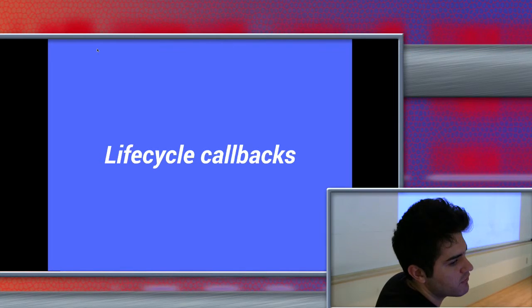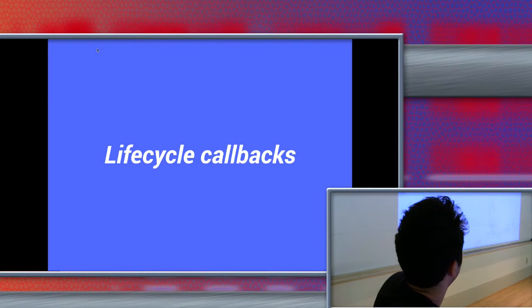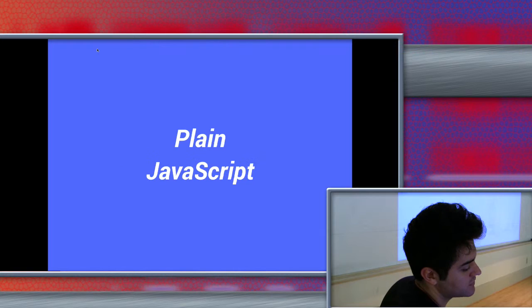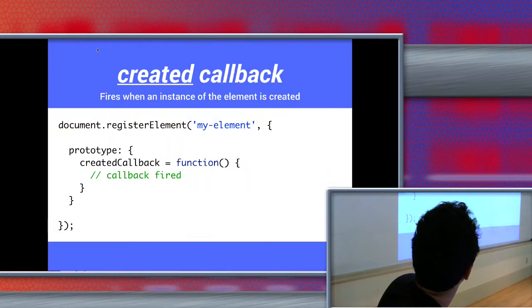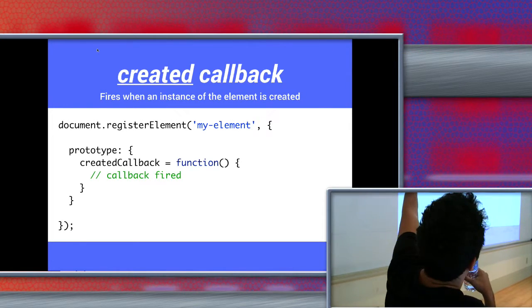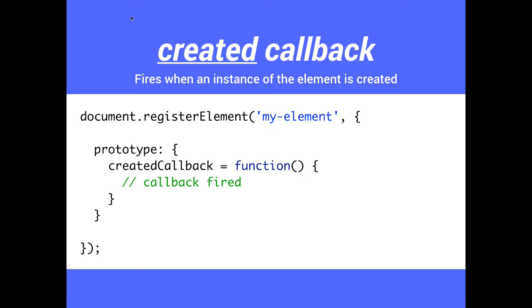This attached callback function is triggered when you put your element on your page, and you have all the other lifecycle callbacks. So I'm just gonna explore all of them with plain JavaScript. We have the created callback, which is fired when an instance of your element was created, right?